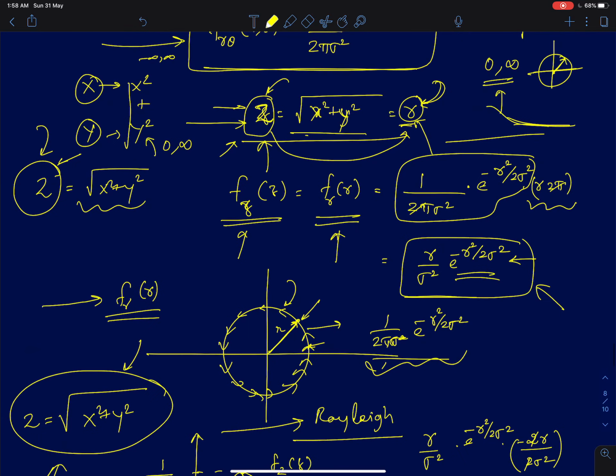I hope only this step, maybe just for beginners, might not be very trivial. How did I find the probability f_Z equal to z? It is nothing but the probability of the values on this circle. I just used the fact that it is equiprobable. On all the points on this circumference, the probability density function is the same. So all I needed to do was multiply by 2 pi r to get the marginal density function, or the probability of f of z equal to z.